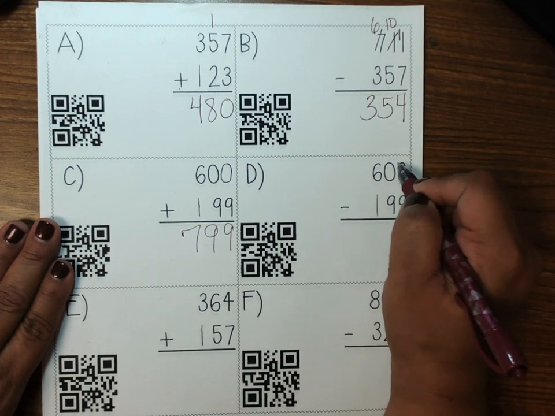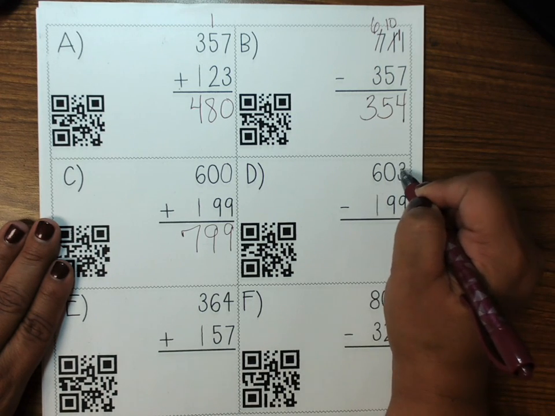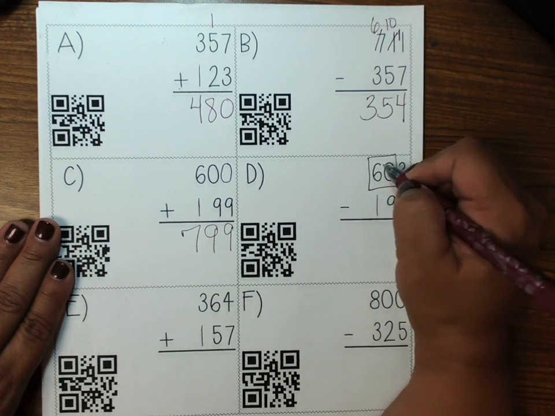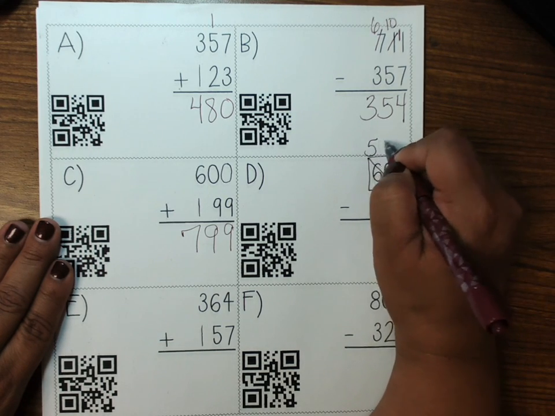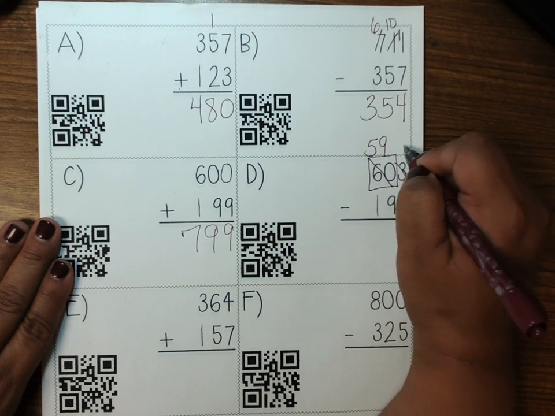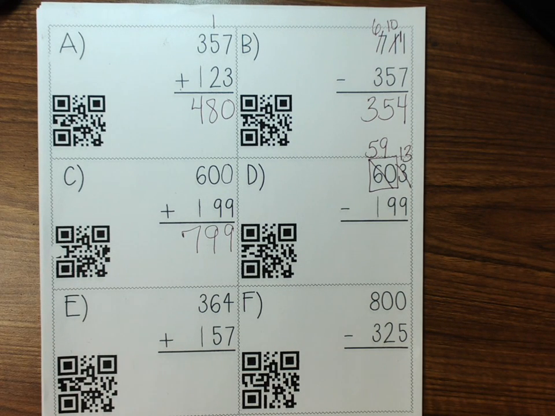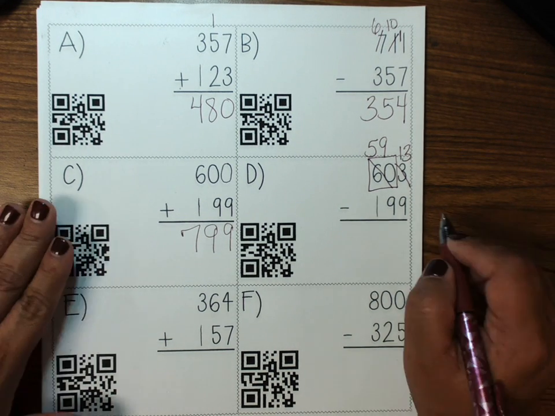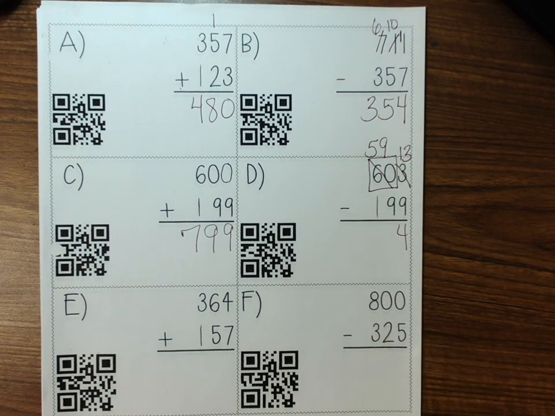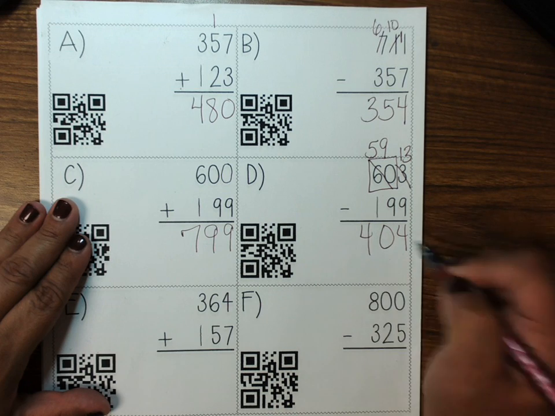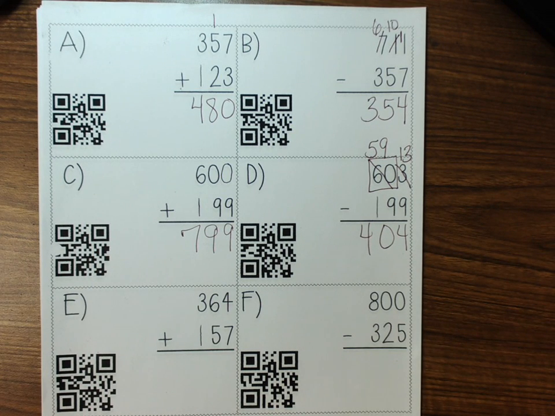And since I don't have anything here to borrow, that means I'm going to have to go to the neighbor. So I can go ahead and just make that 60 into a 59. And when I move 1 over, that's a 10 and a 3, so that makes that 13. Okay? And so we have 13 minus 9, which is your 4. And then you've got 9 minus 9 is 0, and 5 minus 1 is 4. So that's 404.